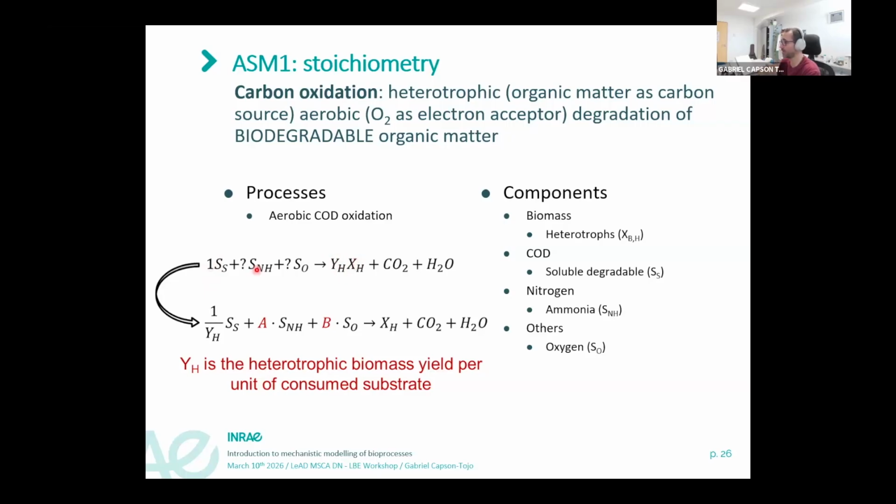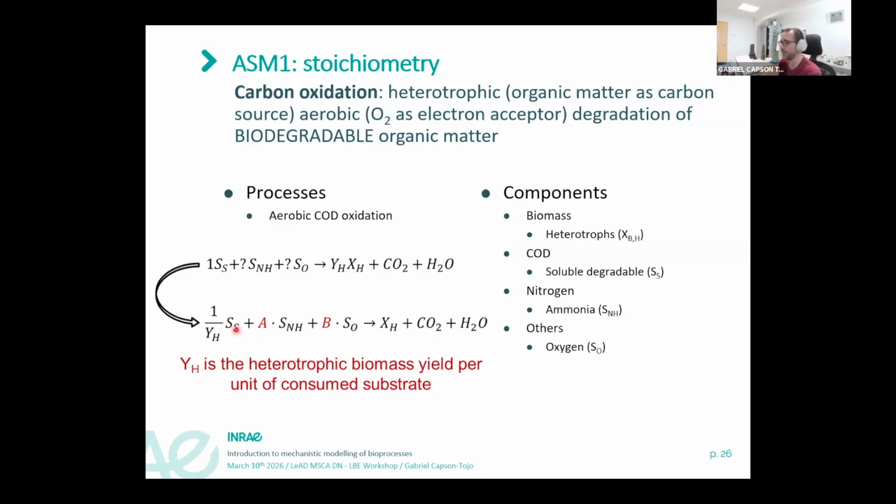We have no idea how much nitrogen we need, and we have no idea how much oxygen we need. So we need to identify those stoichiometric coefficients. In the case of products, because again, we are most of the time using COD, we don't really care about CO2 and water. Although if we want to be precise and close carbon balances, of course, we're going to care about those.